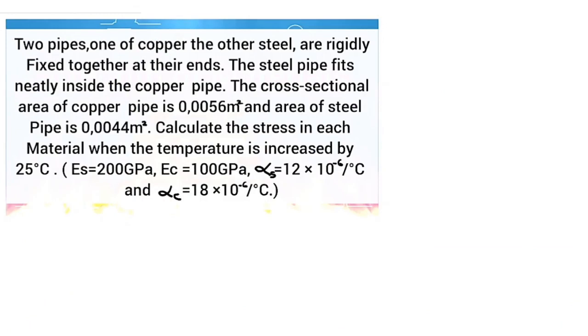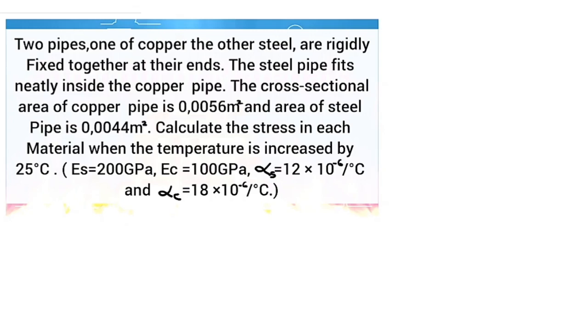In this lesson, we're going to be solving this problem. This problem is under the strength of materials. It deals with a compound bar. It reads as follows: two pipes, one of copper and the other of steel, are rigidly fixed together at their ends. The steel pipe fits neatly inside the copper pipe.